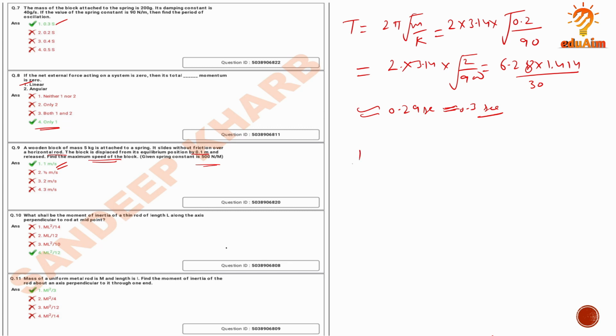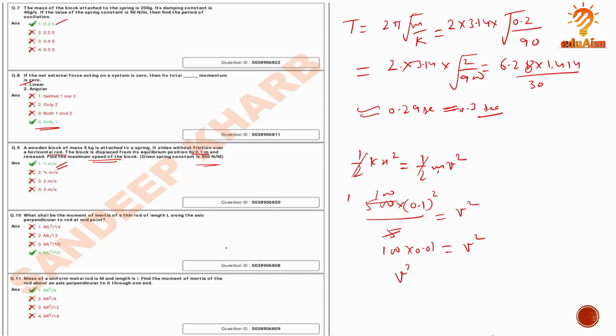Then from energy conservation we have 1/2 kx square is equal to 1/2 mv square. 1/2 is cancelled. Spring constant is 500 into displacement 0.1, divided by the mass. Mass is 5 kg, is equal to v square. So this is 100, and we have 100 into 0.01 is v square, and v square is equal to 1, and v comes out to be 1 meter per second.